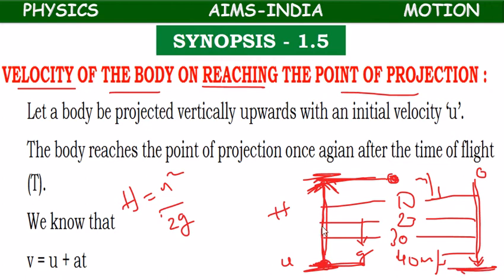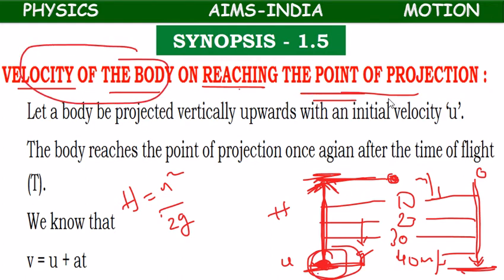In the same path it went up, it will come down and hit the point of projection. Now the question is, what is the velocity of the body on reaching the point of projection? After going up and coming down, on reaching the same point again, what is the velocity that we have to calculate?